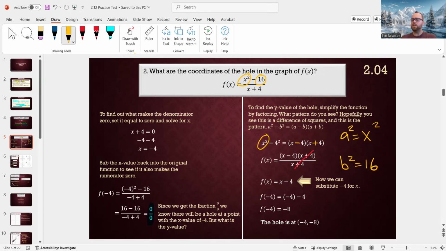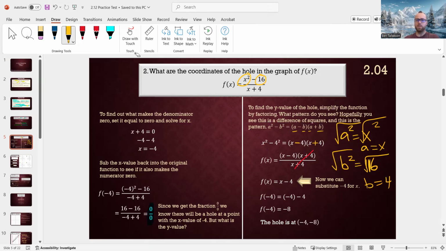We want A and B, not A squared and B squared. So how can we turn A squared and B squared into A and B? Inverse operations, right? Square root, whatever you do to one side, do to both. So A is X and B is 4. This was a 16. So we just plug that in everywhere we see it in our pattern. And that's exactly what we have here.